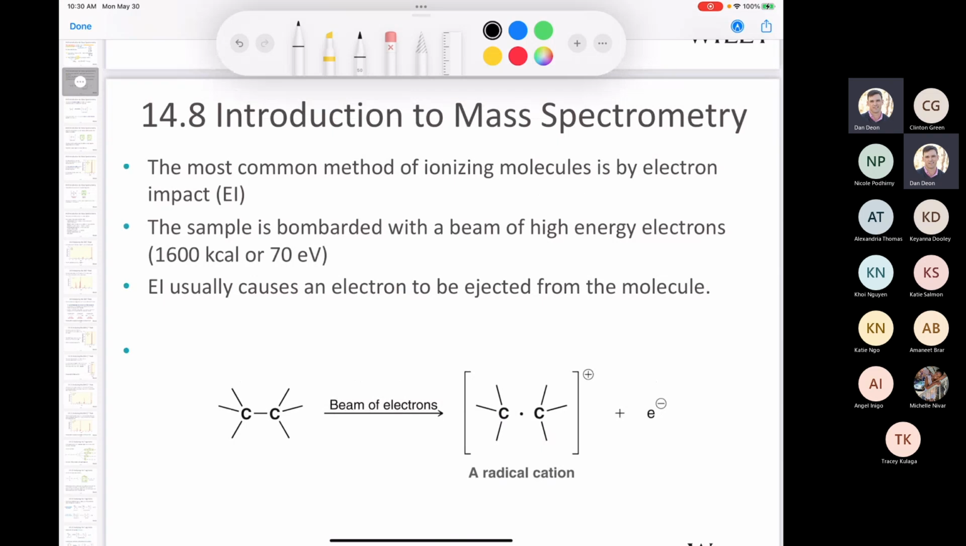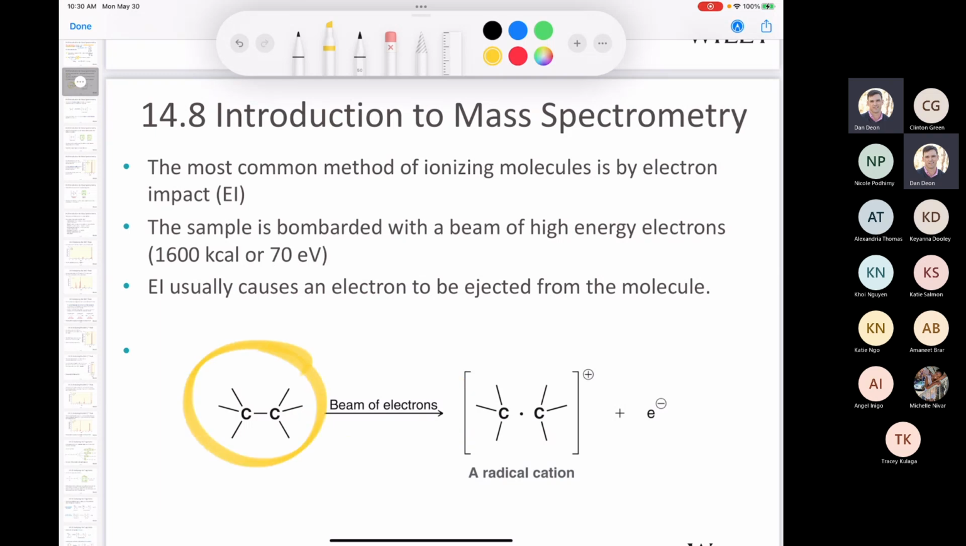And how do we ionize these molecules? Well, the most common method of ionizing molecules is using something called EI, which stands for electron impact. What happens is we bombard the sample with a high energy beam of electrons. Very high energy. We just hit it with this big old beam of electrons, which has an energy of around 1600 kilocalories, and it usually causes an electron to be ejected from a molecule.